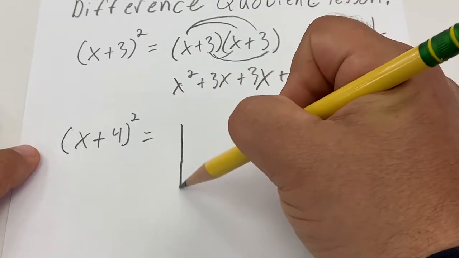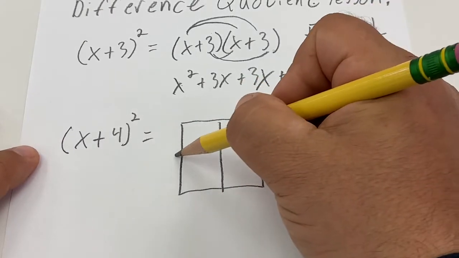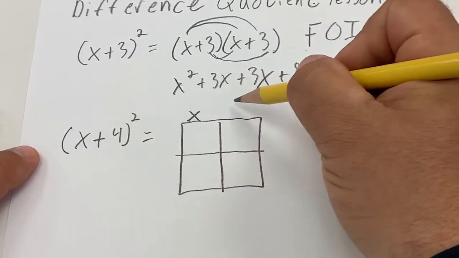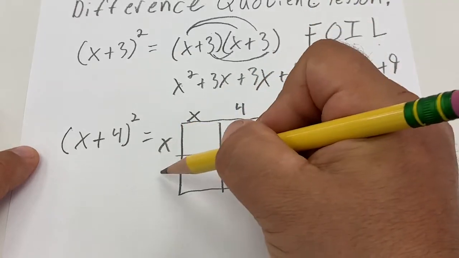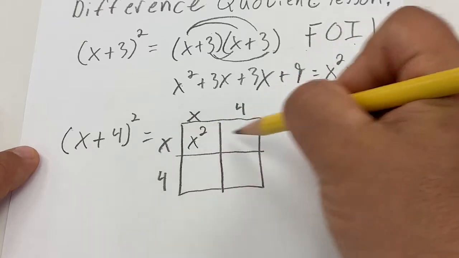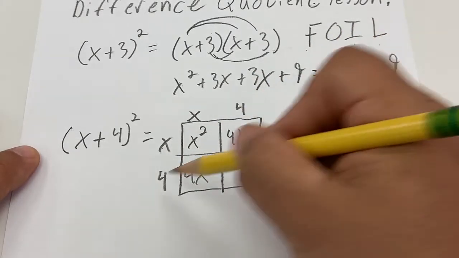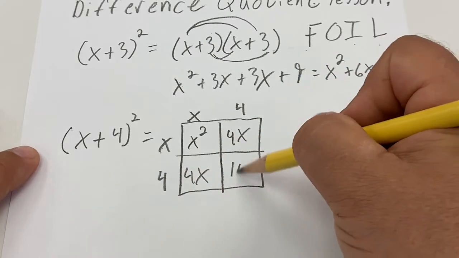That would be done like this. I set up my little 4 square Punnett. So x plus 4 times x plus 4. X times x is x squared. X times 4 is 4x. 4 times x is 4x. 4 times 4 is 16.